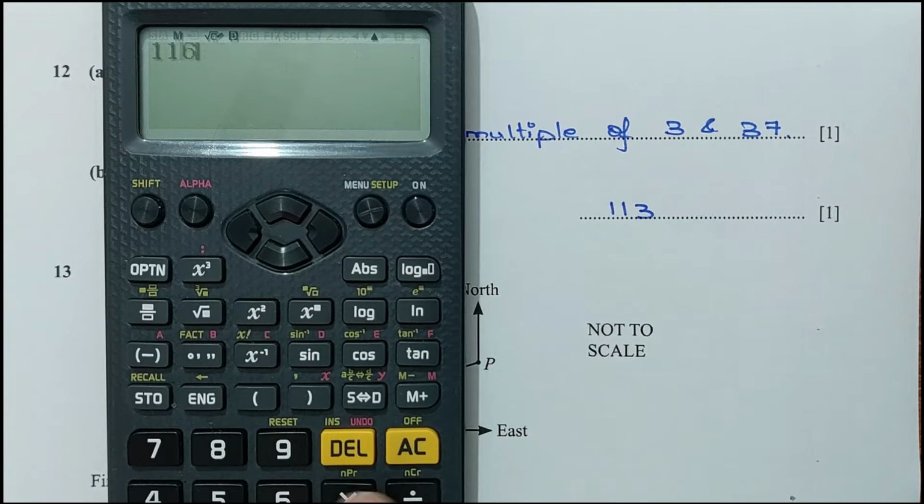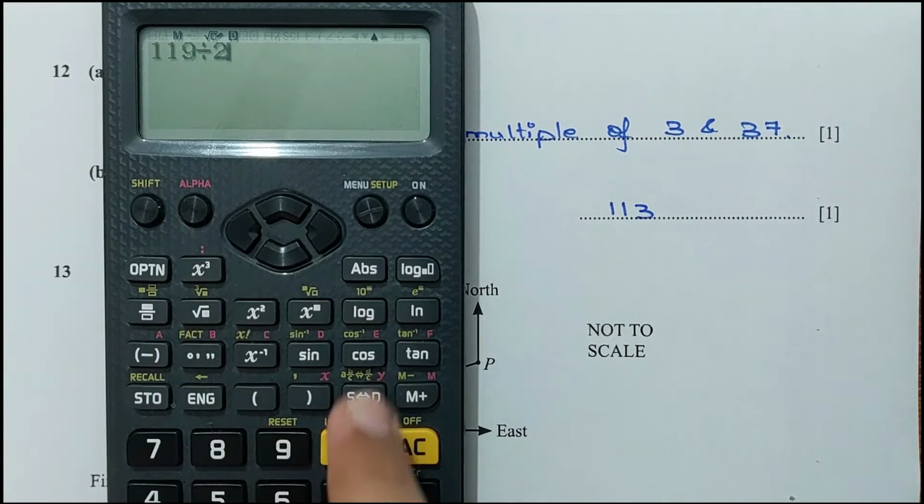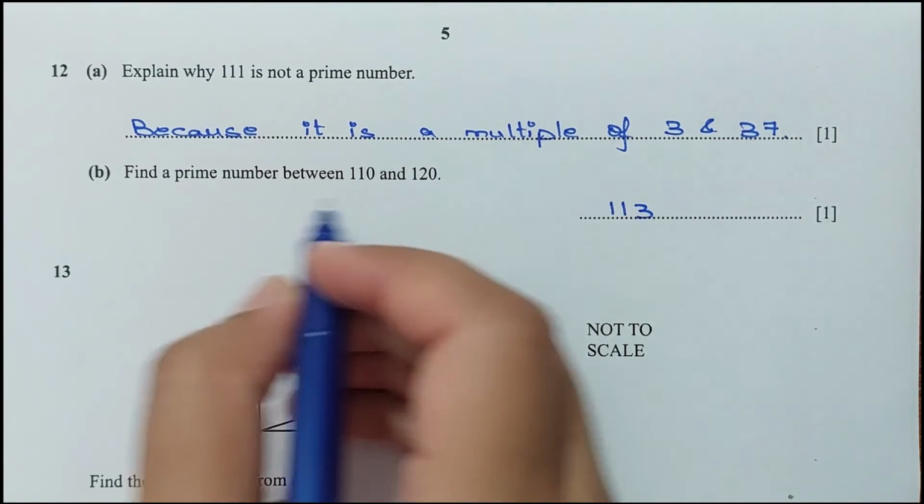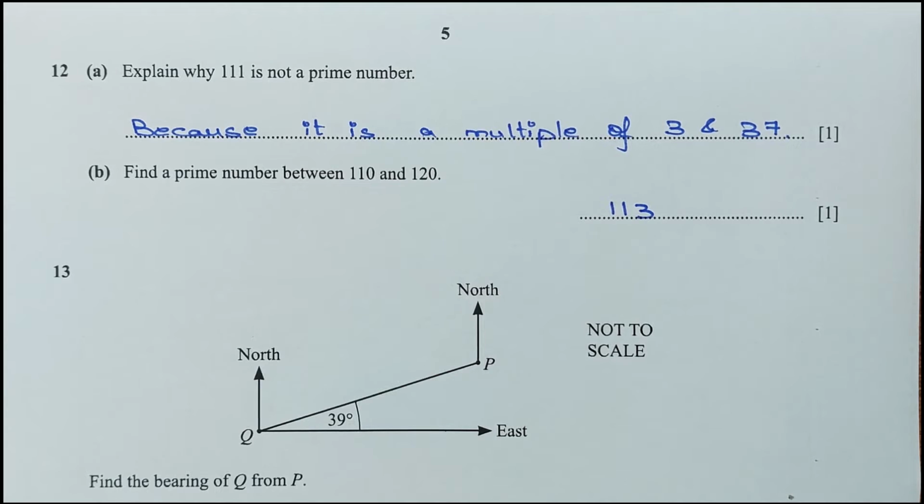116 is divisible by 2. 117 is divisible by 3. 118 is divisible by 2. 119: is it divisible by 2? No. 3? No. 4? No. 5? No. 6? No. 7? Yes, it's divisible by 7. So there is only one prime number between 110 and 120, that is 113.